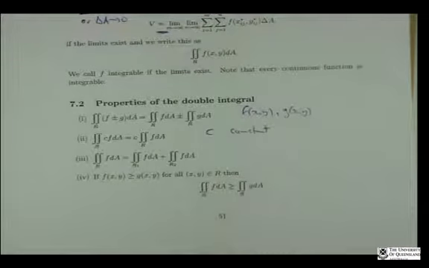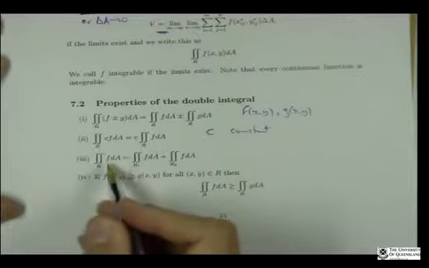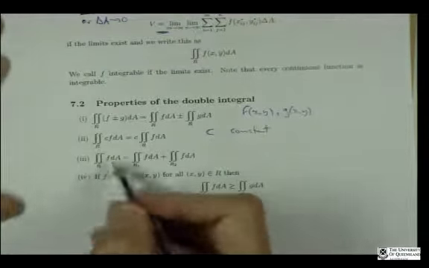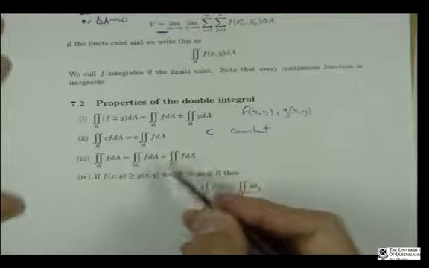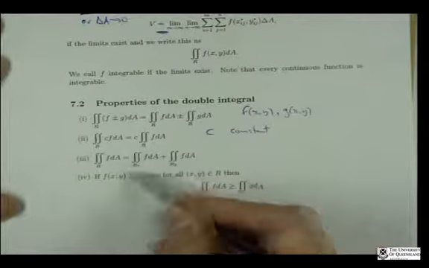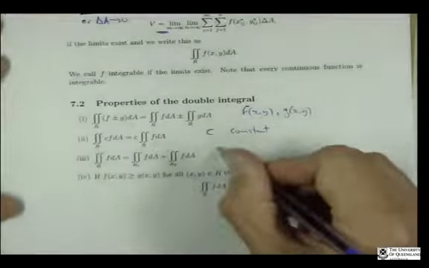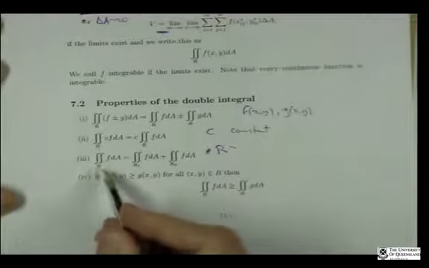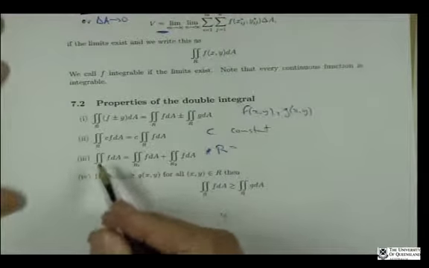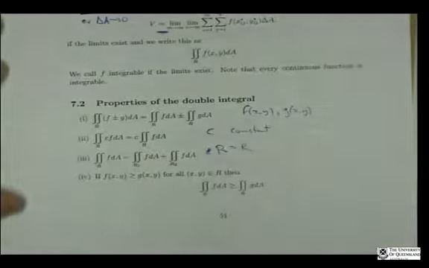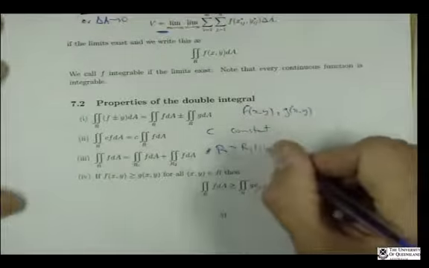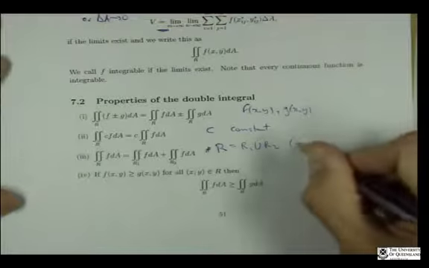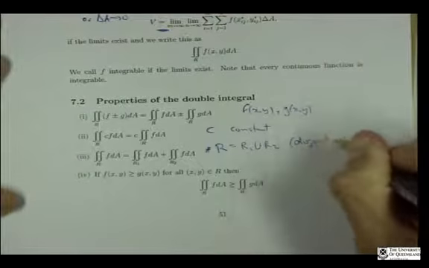All right, this third property requires a little bit of explanation. On the left-hand side, I've got a double integral over some region R, whereas on the right-hand side, I've got the sum of two double integrals, one over R1 and one over R2. Let me clarify that in this case, the region R that appears in the subscript on the left-hand side is understood to be the disjoint union of these two regions, R1 and R2.